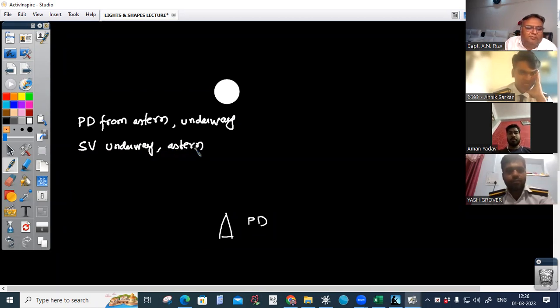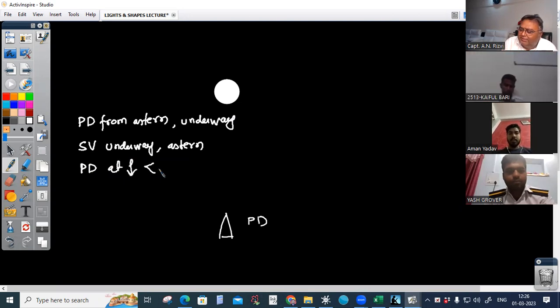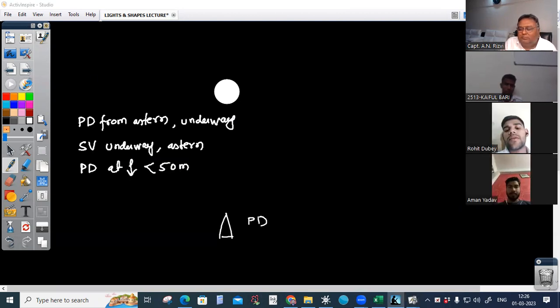So, power-driven vessel at anchor also. Very less than 15 meters. Power-driven vessel at anchor, less than 50 meters. Very good. Power-driven vessel less than 50 meters out of range of side lights.